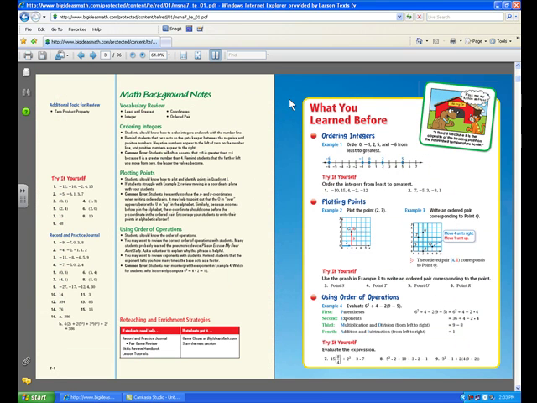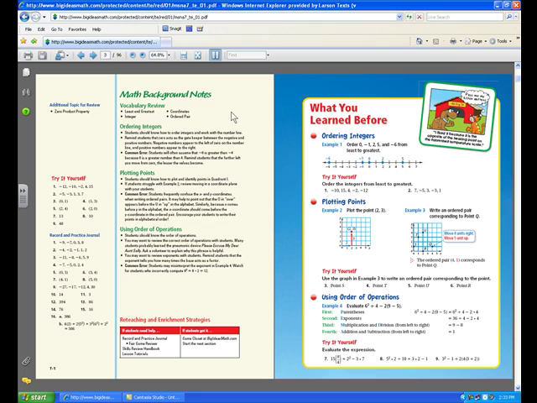On the next page, you're going to see again that side by side. On the right side, I'm seeing the student page, which is called the What You Learned Before page. This is where the students are going to practice those prerequisite skills, demonstrate for you that they have those skills before they start this very first chapter.